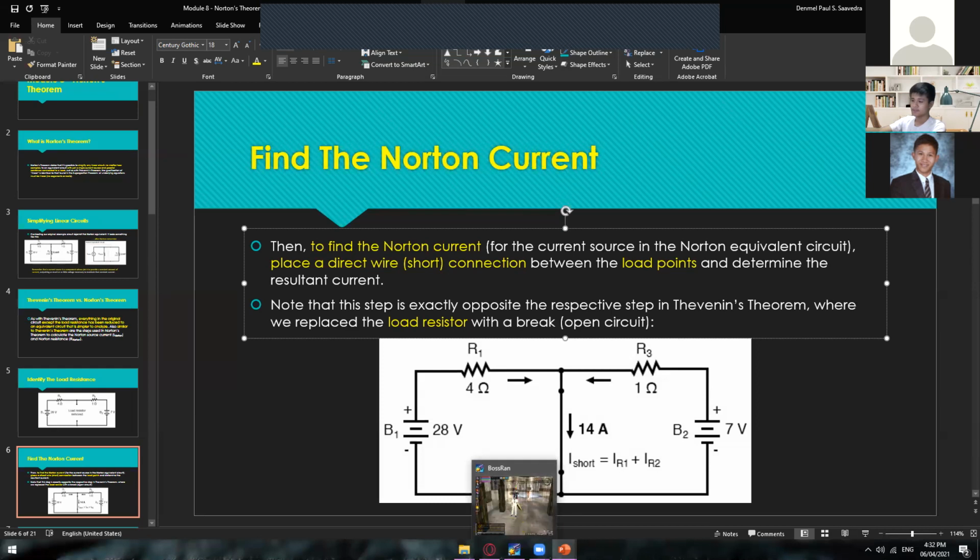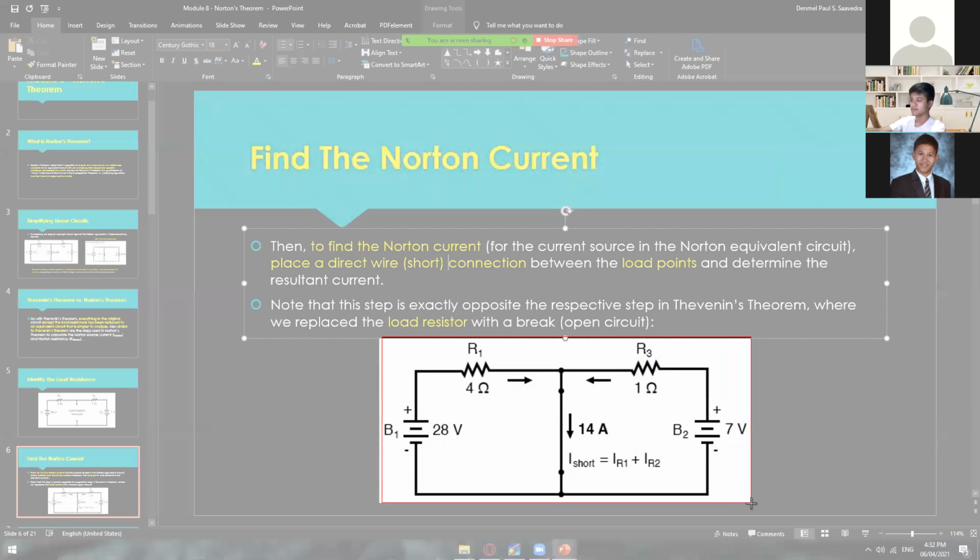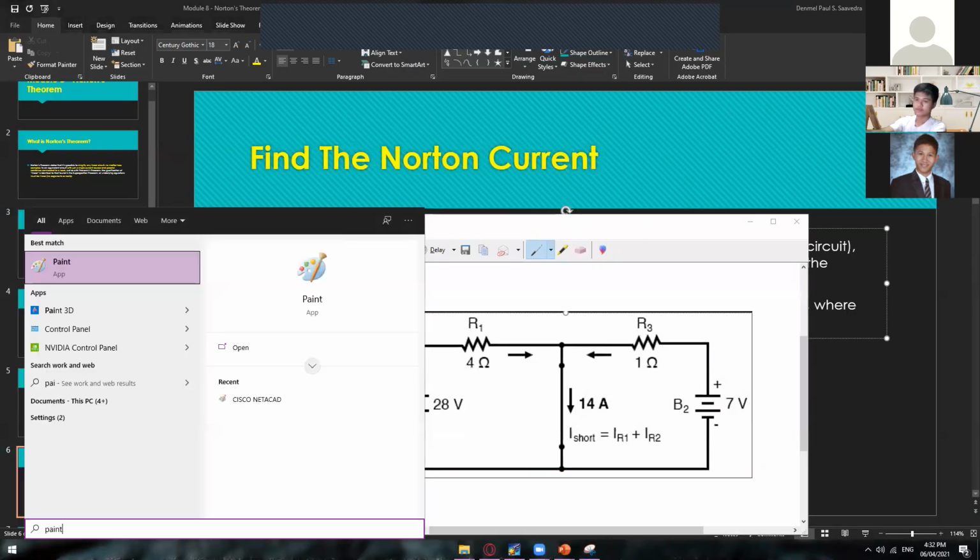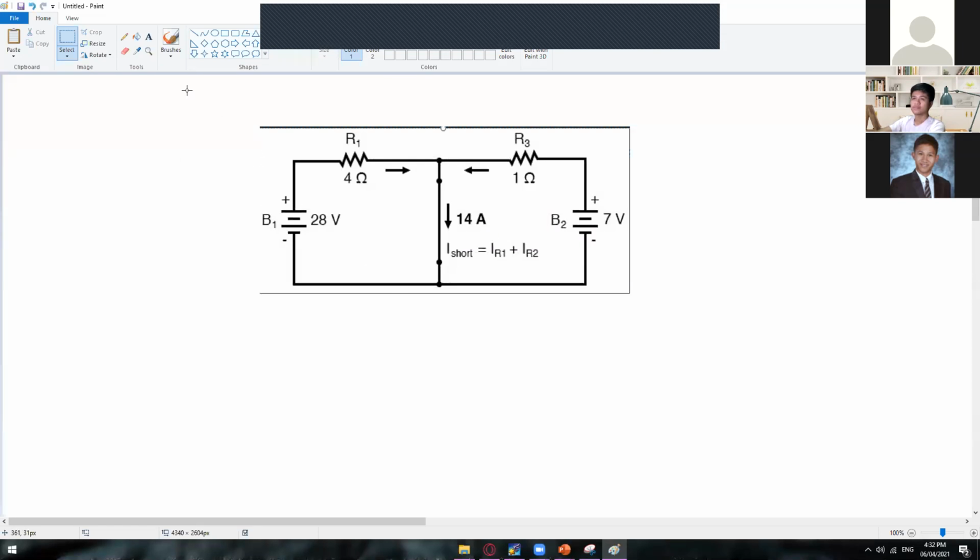So how did we get this 14 amps? Again, let me just copy this one. Okay, so from here, just apply Ohm's law. We have I is equal to V divided by R. So we know that we have a current that is flowing here, and a current that is also flowing here. So they will meet in here having the same direction. So that's why they will be added with each other: IR1 plus IR2. Or you can just simply apply KCL in here.